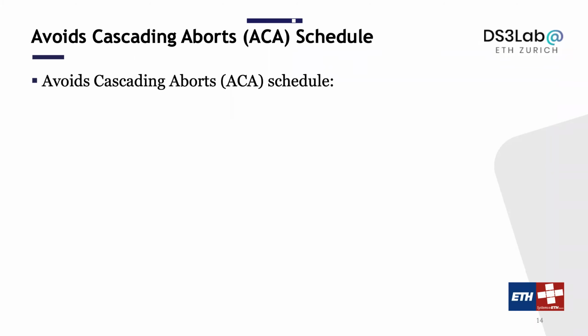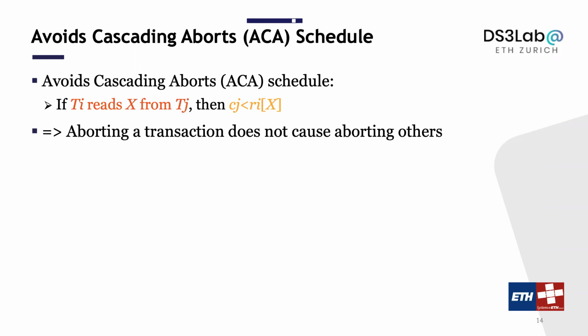What is the definition of ACA? Essentially, a schedule is in ACA if the following is true: if you have Ti and Tj, and Ti reads X from Tj, we want to make sure Tj commits before Ti reads it. The high-level idea is to make sure that if you abort a transaction, for example Tj, it doesn't cause cascading aborts of other transactions.